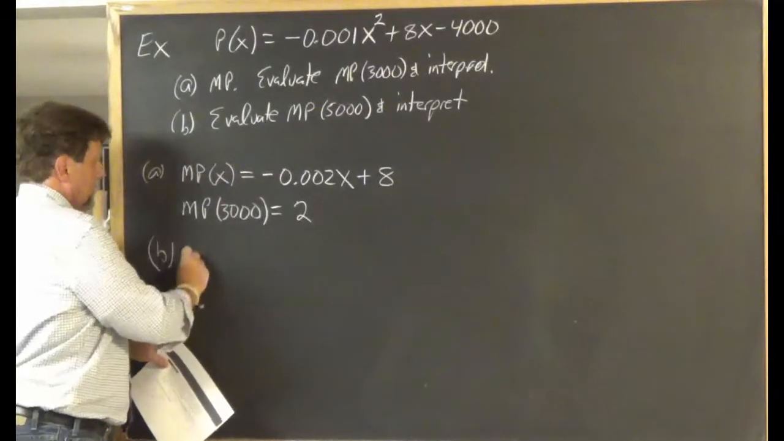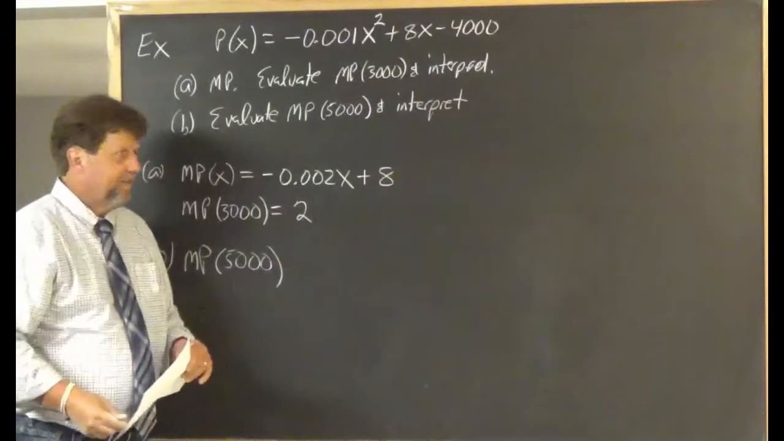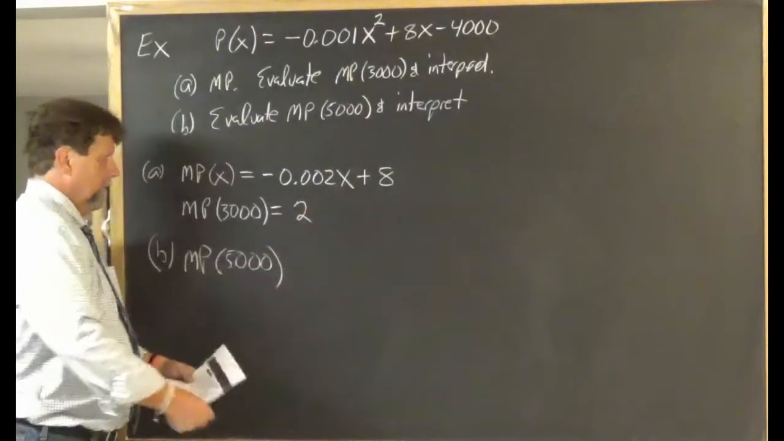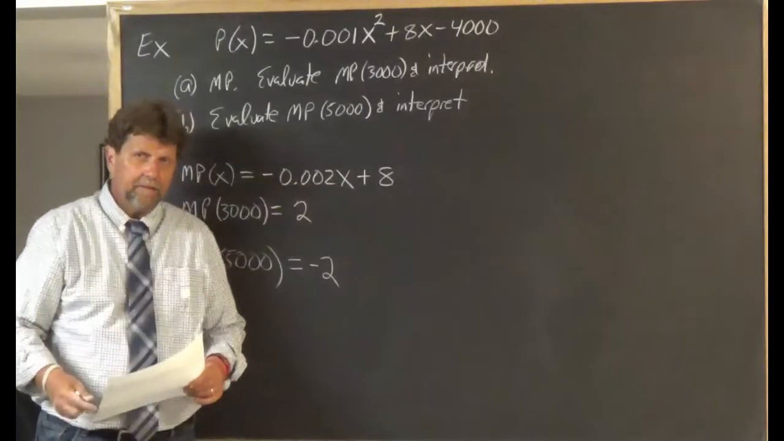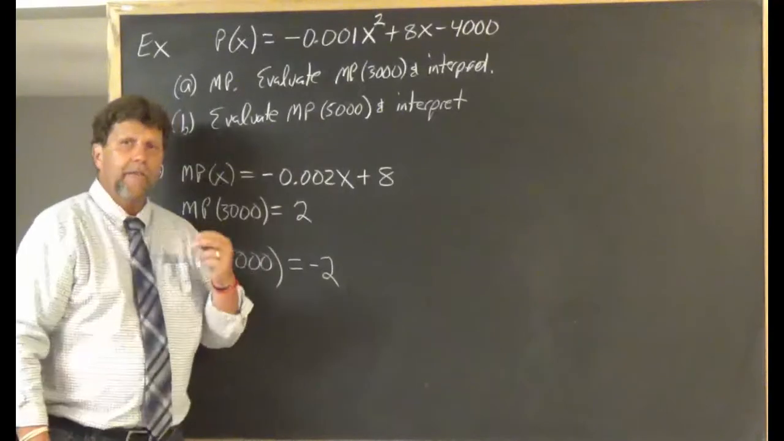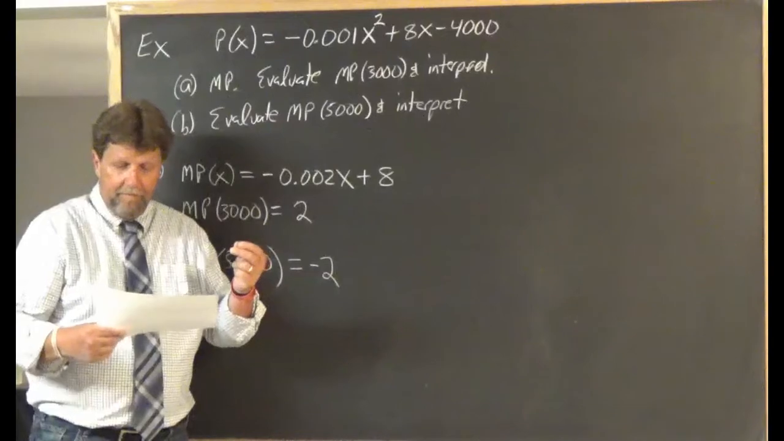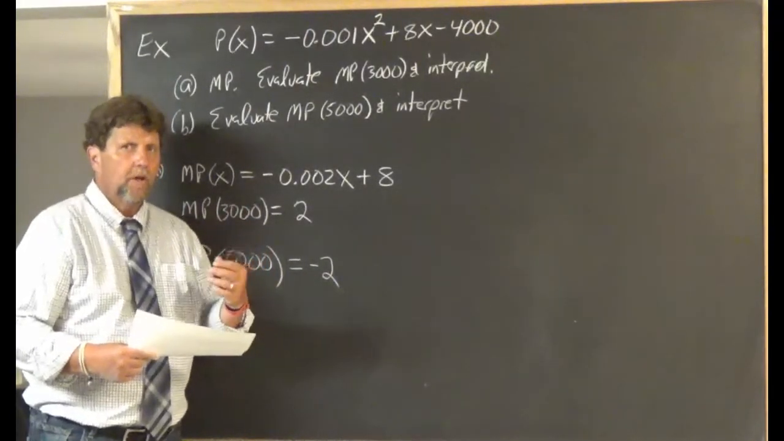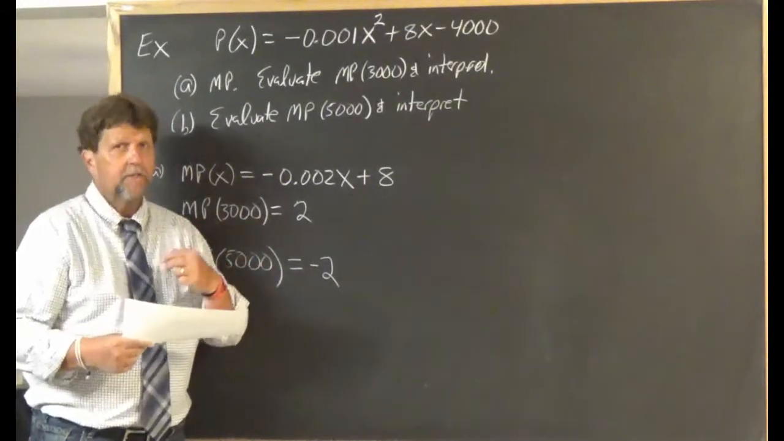Part B, evaluate and interpret MP of 5,000. Well, here's the marginal profit, so I put 5,000 in. Ooh, I get negative 2. Now, what in the world does that mean? Well, it means at a current production level of 5,000 bobbleheads, to make and produce the 5,001st bobblehead, the next one, the 5,001st, would result in about a $2 loss in profit.